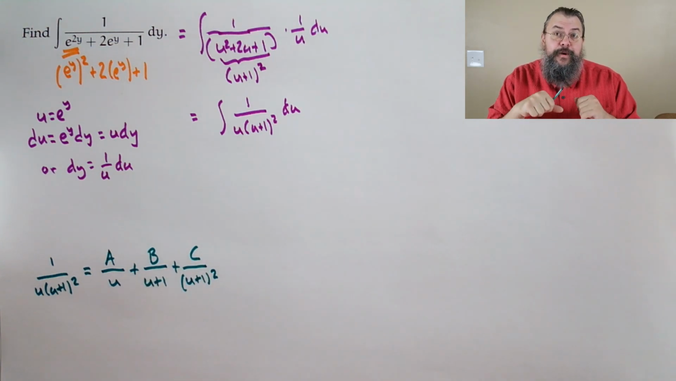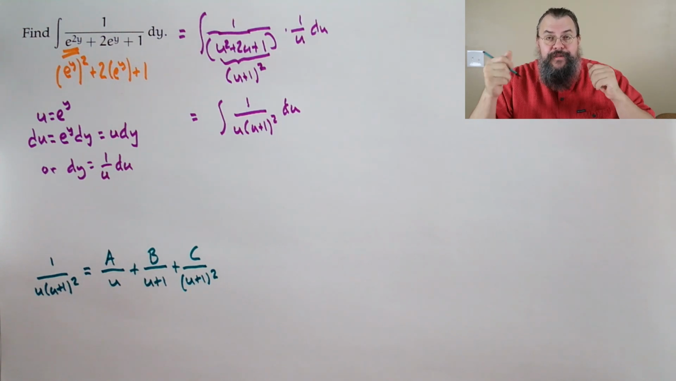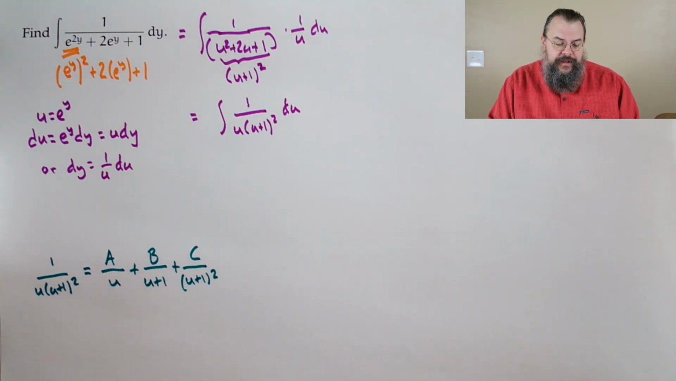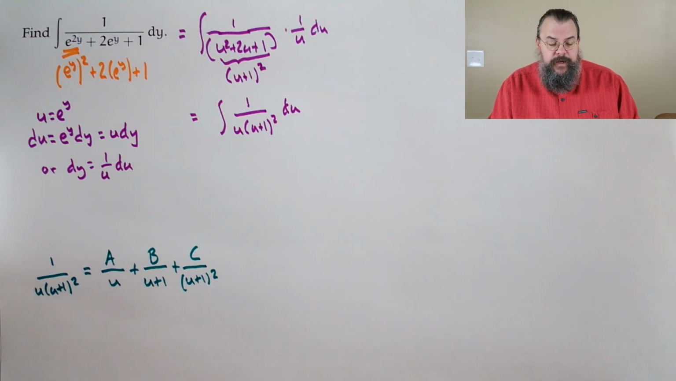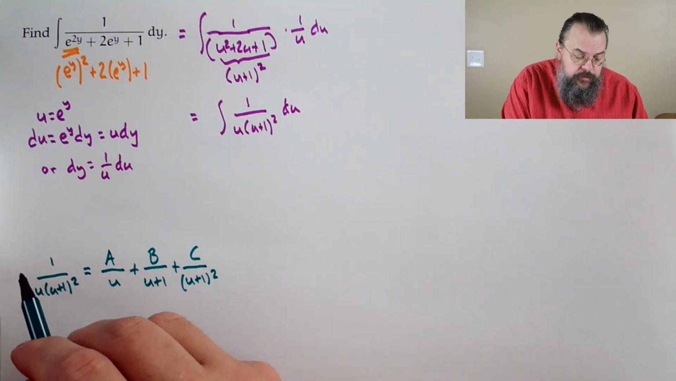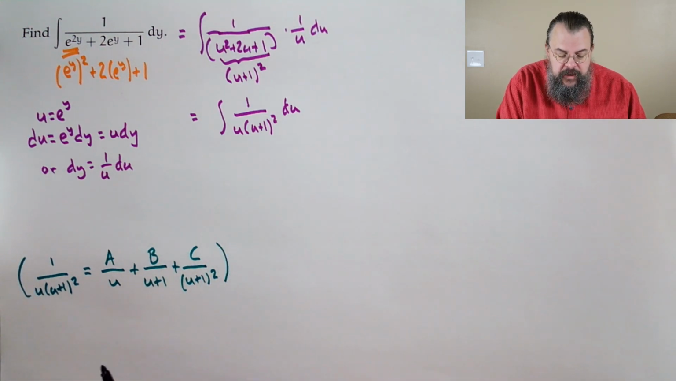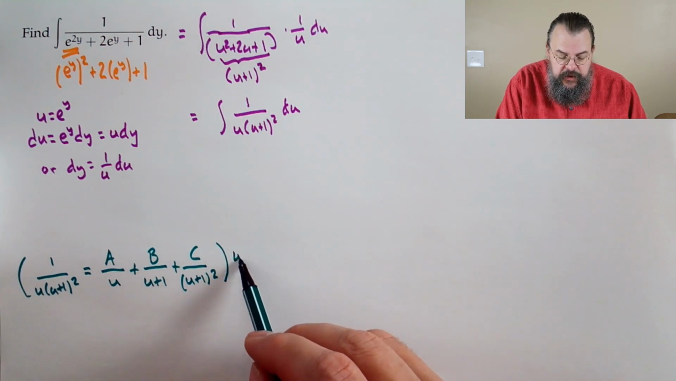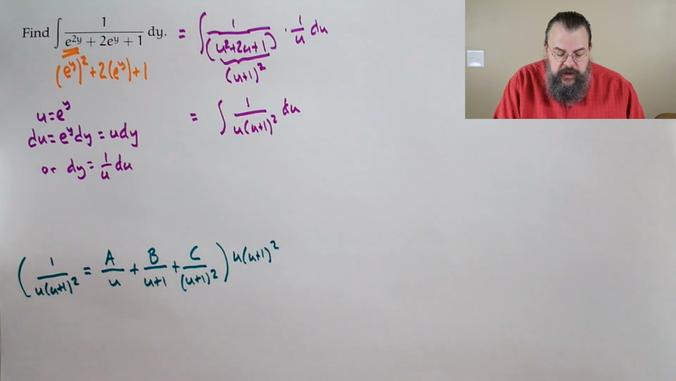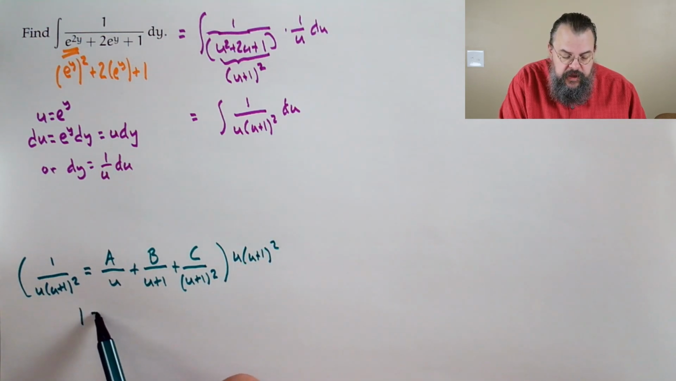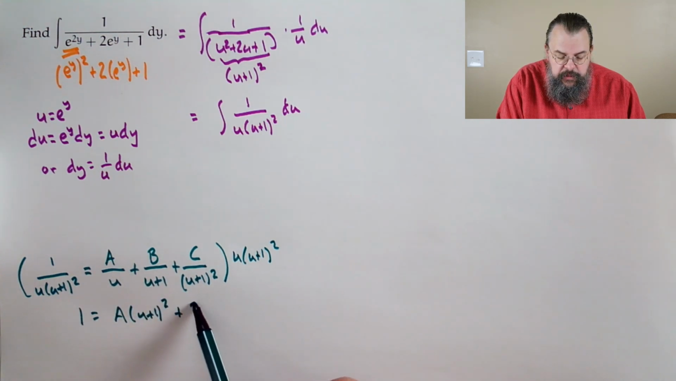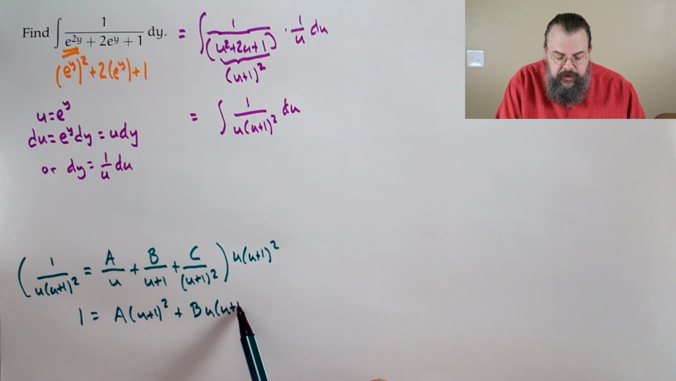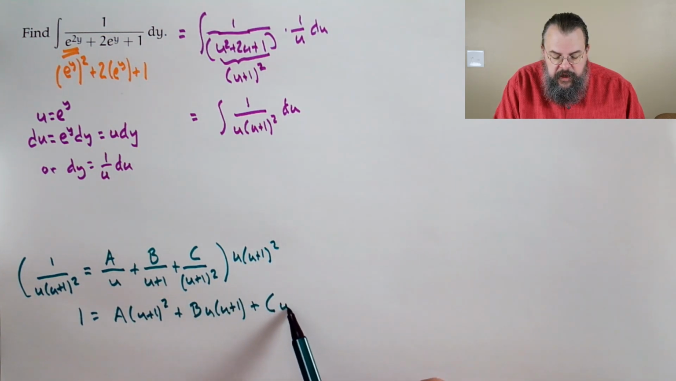It's when you have an irreducible quadratic that you'd have something like Cy plus D, but we don't have an irreducible quadratic. Another clue, of course, remember, is that the number of unknowns matches the degree of your original denominator. All right, well, multiply. And here, multiply by u times u plus 1 squared. And if we do that, we'll get 1 equals A times u plus 1 squared plus B times u plus 1 plus C times u.